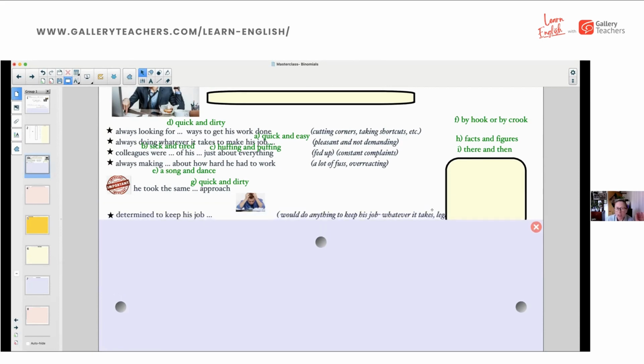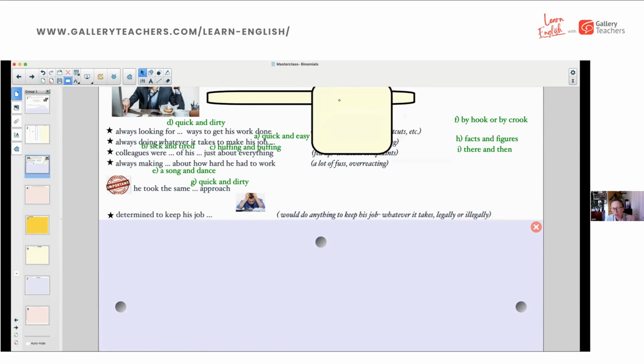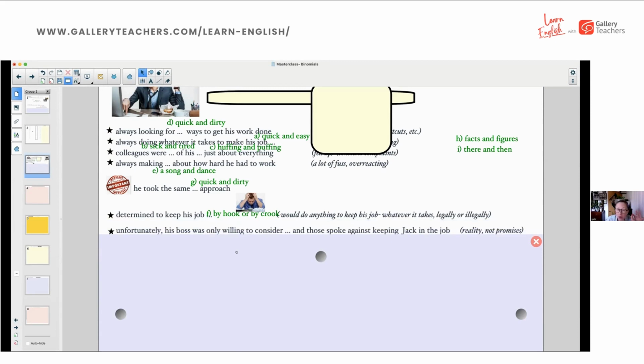So he was determined to keep the job to the point where he started making promises. He was buying gifts by hook or by crook. So when you want to do something and you do it by hook or by crook, you do it legally or illegally. You take whatever it takes to get it. Okay, so it's not exactly the right mentality, but there are many people who do that, politicians very often, right? So you do it by hook or by crook.